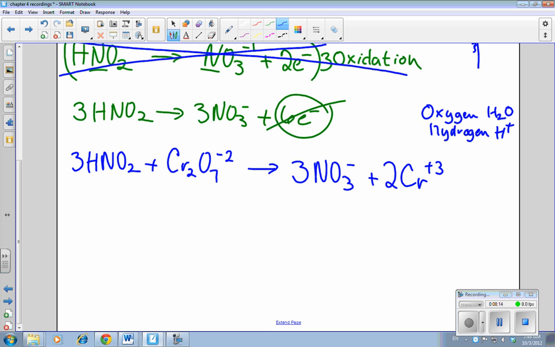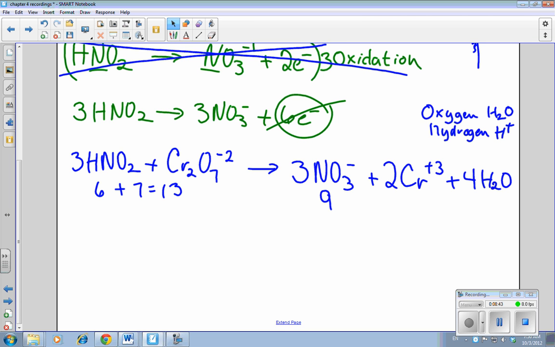So to do that, I'm going to count up my oxygens, and so I'm going to have 3 times 2, so I'm going to have 6 oxygens from here, and I'm going to have 7 here, so that's a 13 total oxygens. So on this side, I have 9 oxygens, and so I need to decide, well, how many additional oxygens do I need? So I know that 9 plus 4 is 13, so I'm going to add 4 waters. So that's going to balance out my O's.